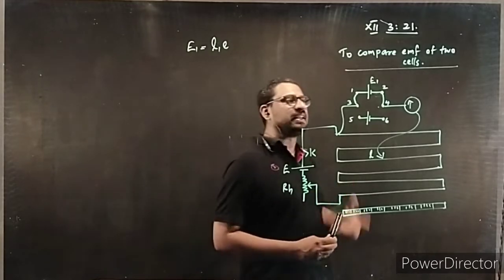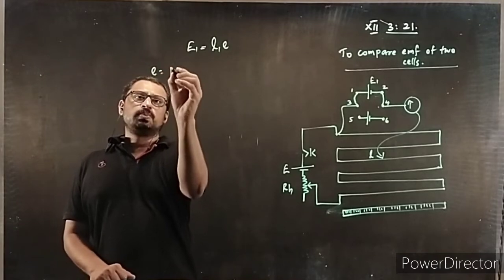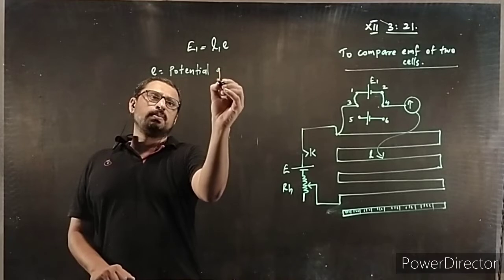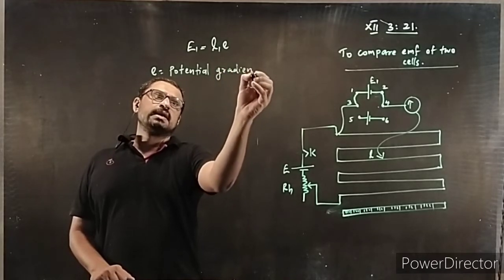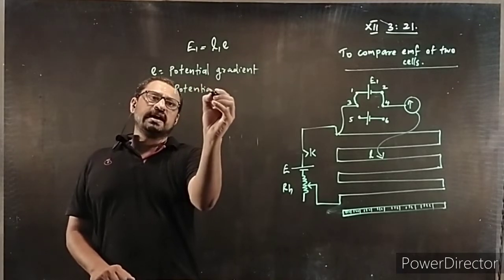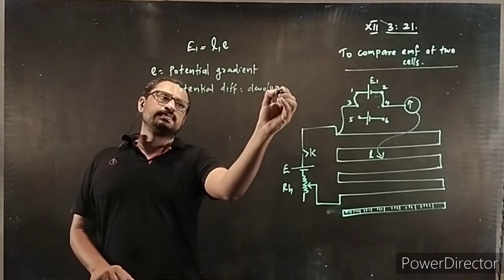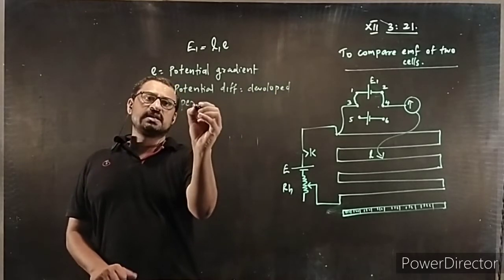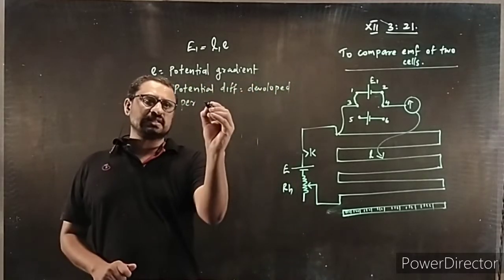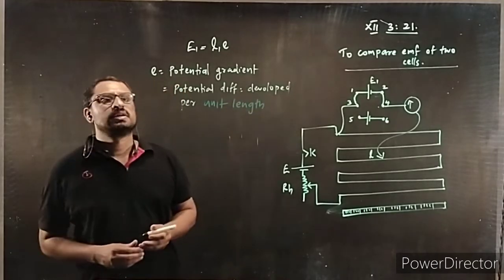Yes, L1E. What is E? Where E equals the potential gradient. Potential gradient means the potential difference developed per unit length. That is the meaning. That is what the potential gradient means.